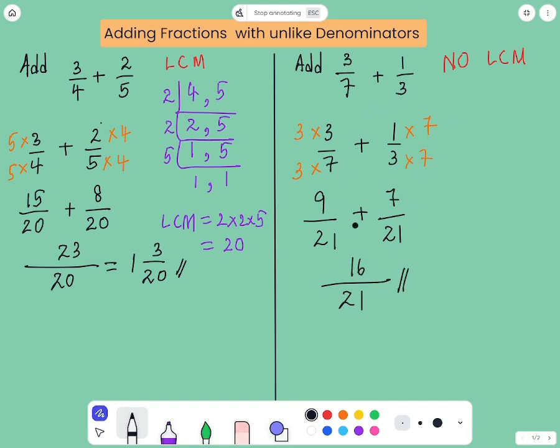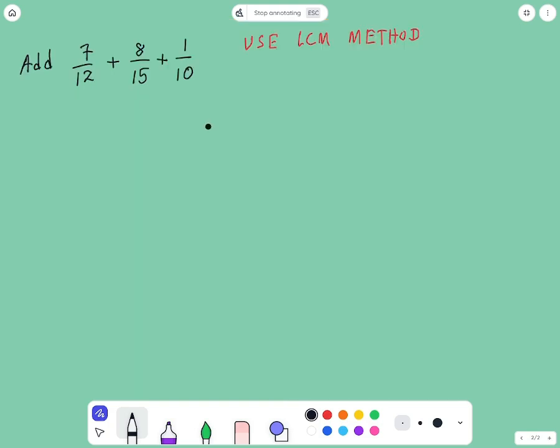This method is also okay, but you should use this method for smaller denominators. Don't use this for larger denominators because it's a little bit complicated there. Okay, in this example we have 3 fractions. So when you have 3 fractions, it's better to use the LCM method. So, denominators 12, 15 and 10.